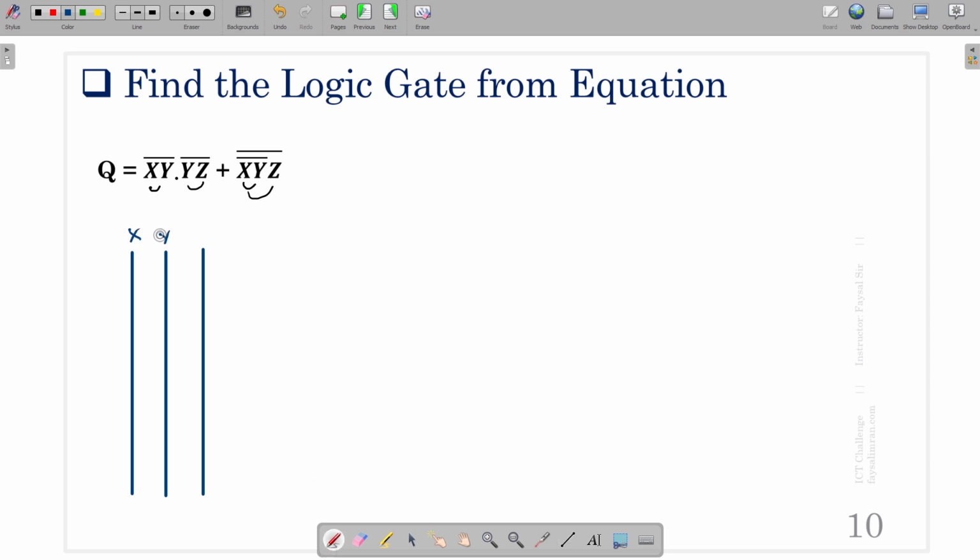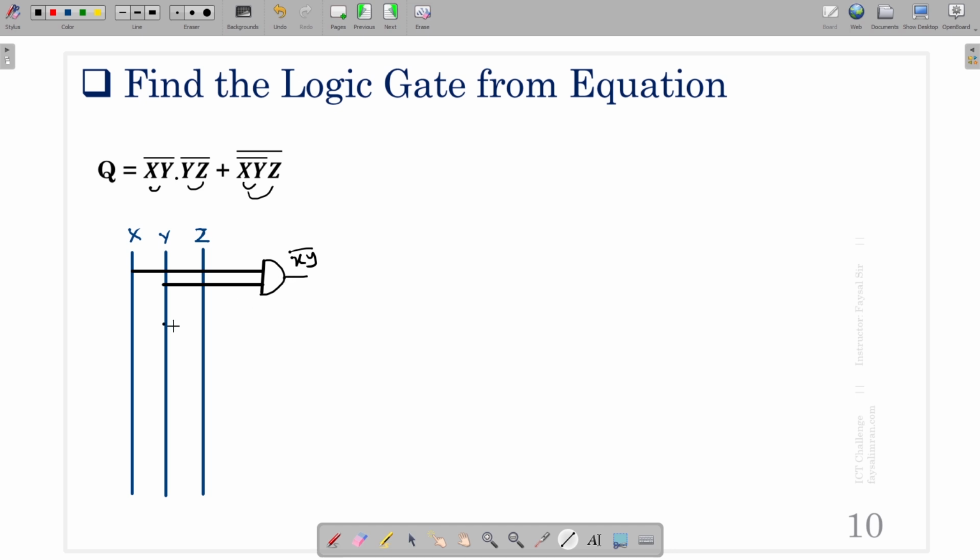x y z, so here we need this value x y whole bar. So we already know how that is possible. We have to input x and y to a NAND gate. So here we input x and y to a NAND gate, so that means we draw a NAND gate here. So we will get x y whole bar, and we also need y z whole bar. So we also need y and z.